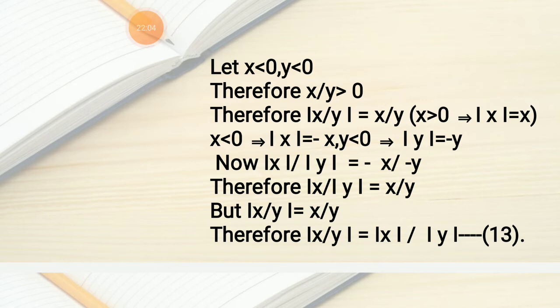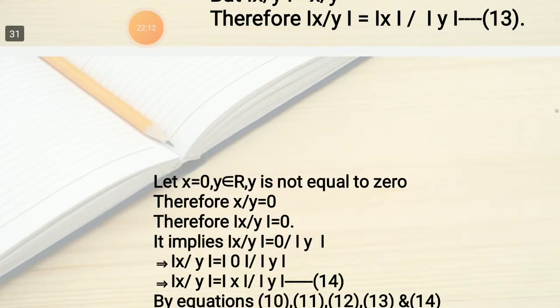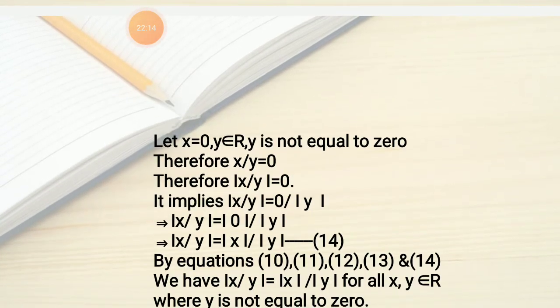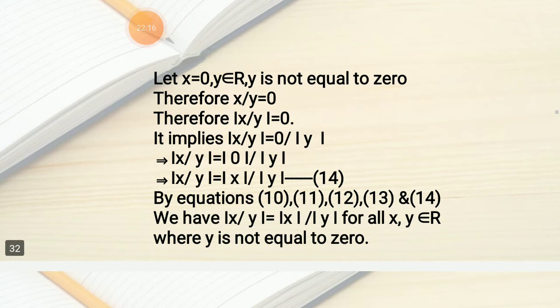So by all the four cases, we can tell mod of x by y equal to mod x by mod y whenever y is not 0. Oh, one more case also there: x is 0 and y is any real number. So y is not equal to 0, because we are considering mod of x by y whenever y is not 0. Whenever x is 0, y is any real number, x by y is 0.